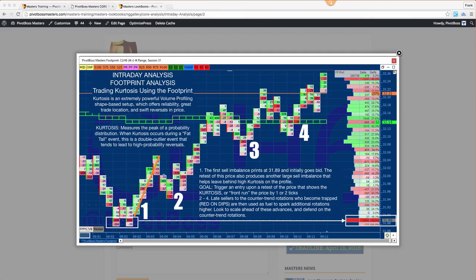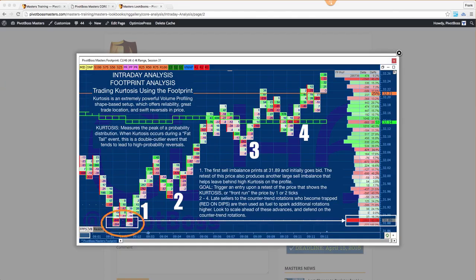If price gets away from them, then they're looking to defend on the first pullback with sell imbalances for a rotation up. And so then every counter trend rotation that has sell imbalances will tend to get squeezed in the uptrending market. And so the idea right away is to identify that kurtosis, negotiate some sort of entry in here. Again, there's several ways you can do it.